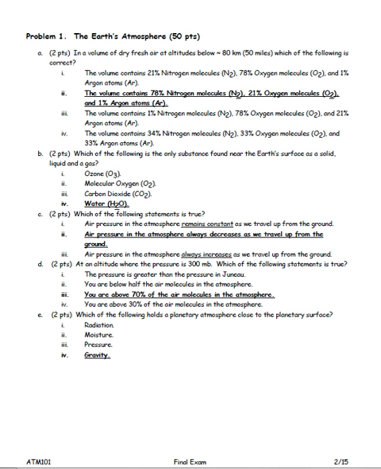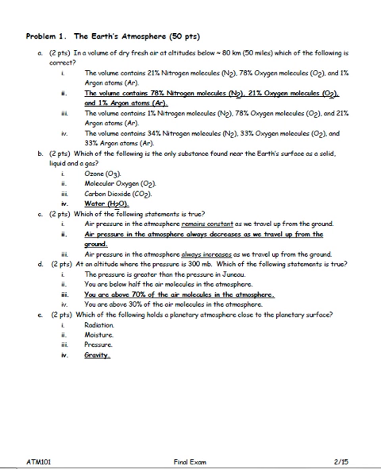Problem 1A. In a volume of dry air at altitudes below 80 kilometers, which of the following is correct? And the answer is number 2. For dry, fresh air, there's no water present. There's no animals or plants in the room changing or increasing the carbon dioxide levels. And so the volume contains 78% nitrogen molecules, 21% oxygen molecules, and 1% argon atoms.